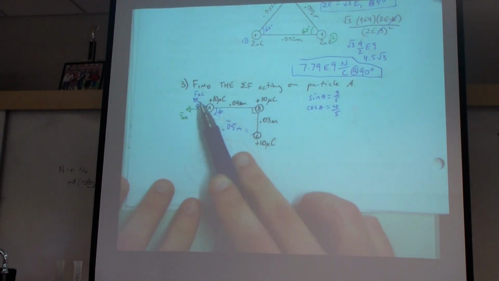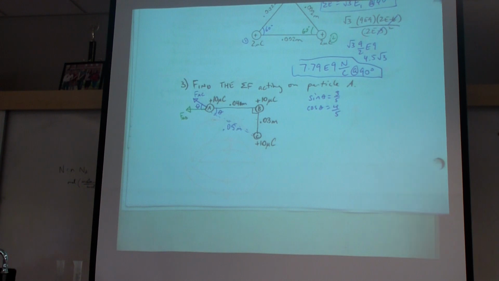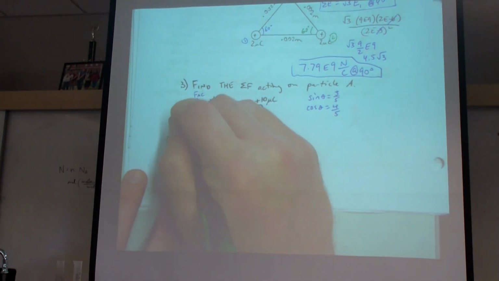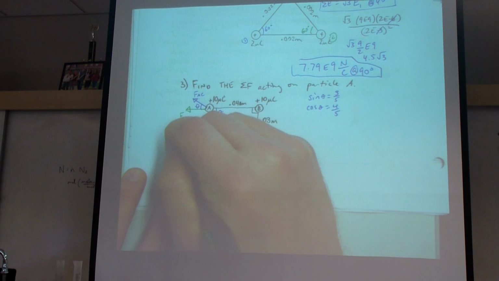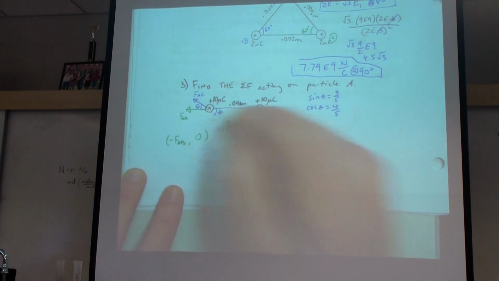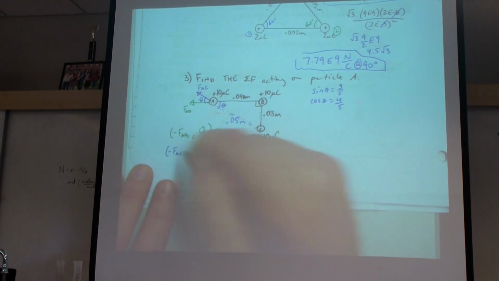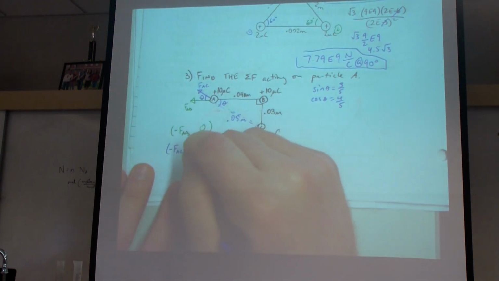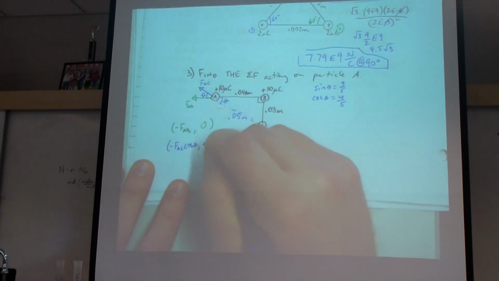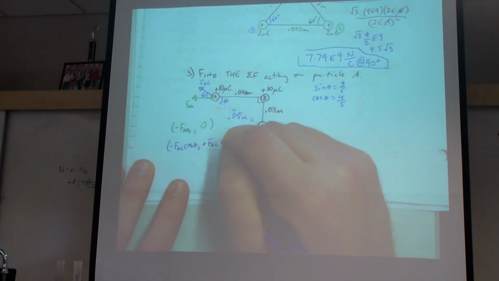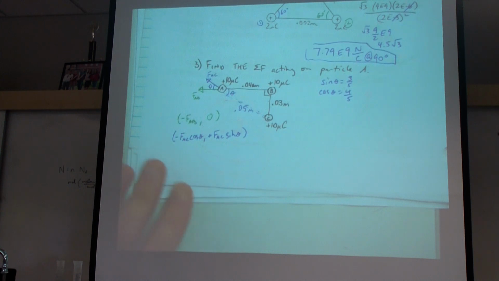Okay? So I want to separate this into components. My components of FAB, that's pretty easy. I'll call it negative, just pointing to the left. I just have negative FAB, comma, 0. And my components of FAC, I have negative FAC cosine theta, and positive FAC sine theta. You guys cool with that? I'm going to add the components together. This is a harder one. I have some angles to resolve, some vector components to figure out.